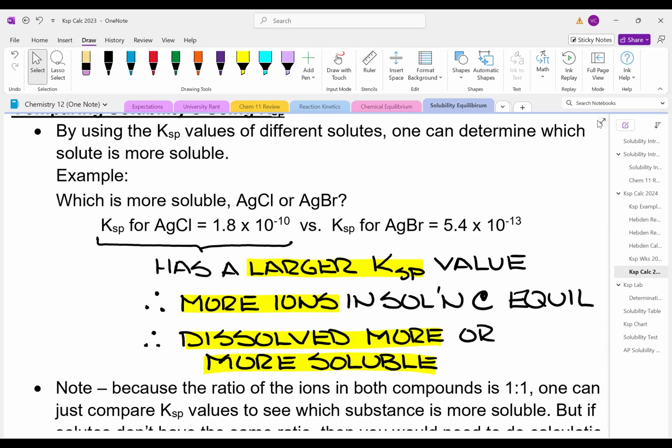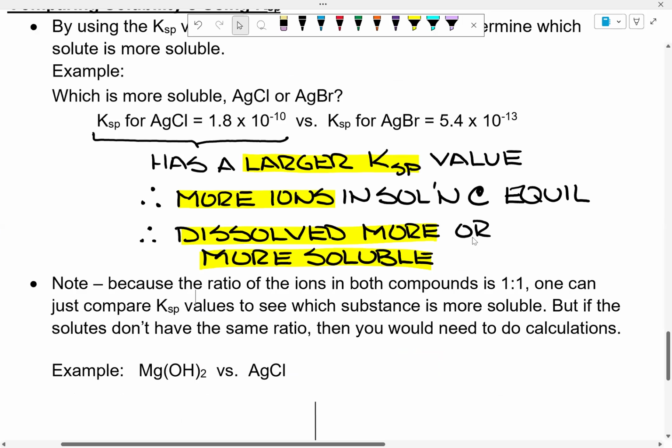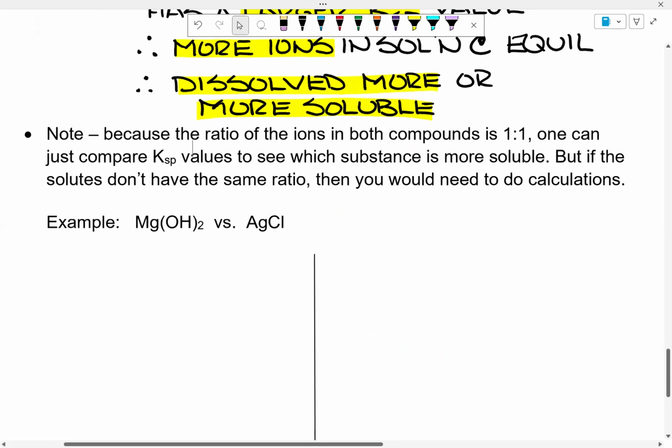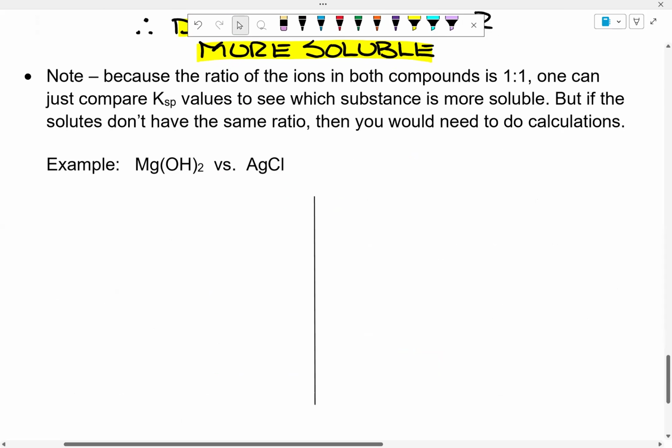Now, in this particular case, because the ratio of the ions in both compounds is 1:1, one can compare the KSP values to see which substance is more soluble. But if the solutes don't have the same ratio, then you would need to do calculations. What do I mean by this? Let's say we have Mg(OH)2 versus AgCl.